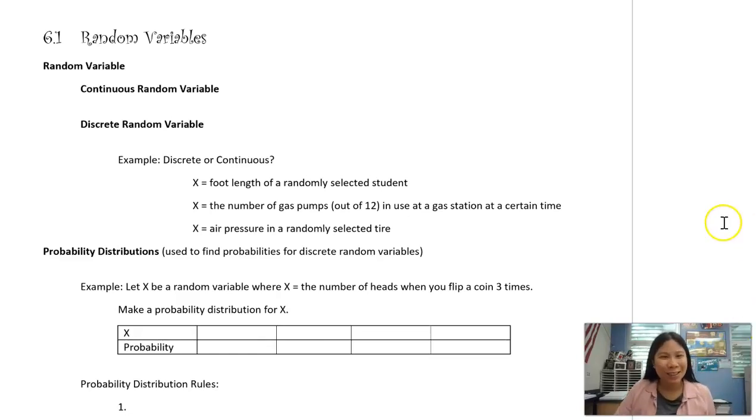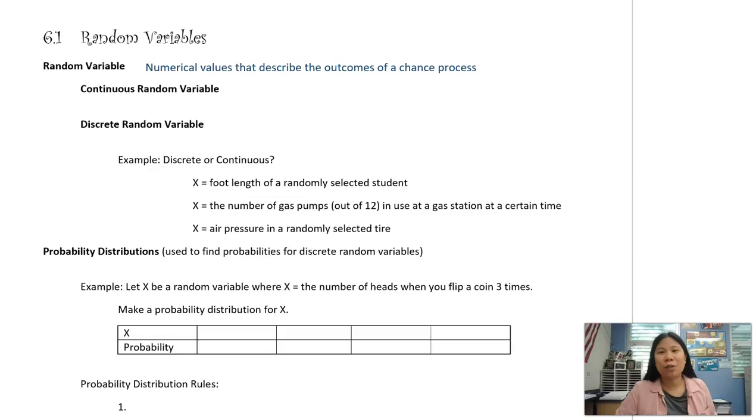Here we go, Chapter 6, Section 1. It's titled Random Variables. So first off, we're still in the probability section of our class. With random variables, we're basically looking at numerical values that describe the outcomes of a chance process. What that means is, if you're doing a chance process, like flipping a coin, rolling a die, picking people to be in your sample, anything like that, that counts as a chance process. But the outcomes have to be numerical in order for it to count as a random variable.